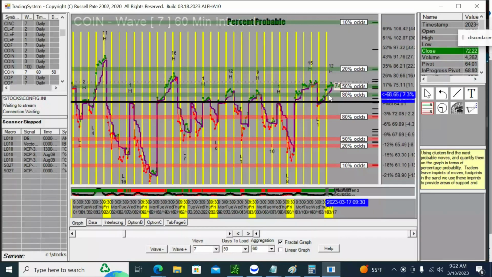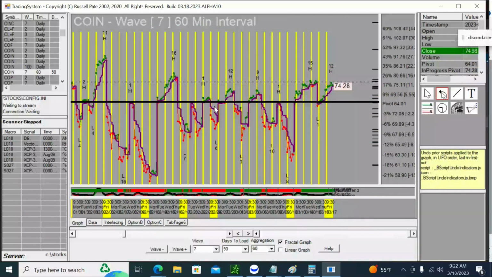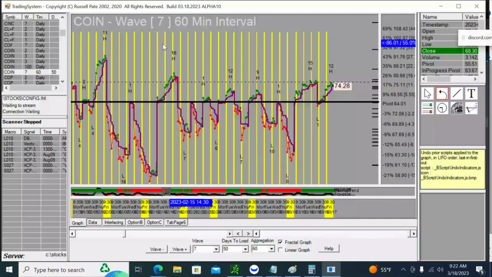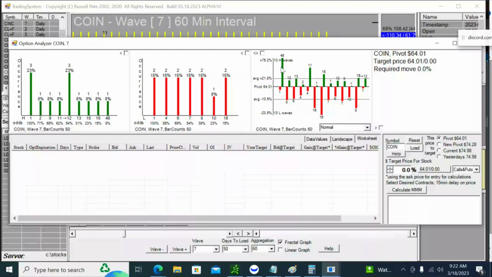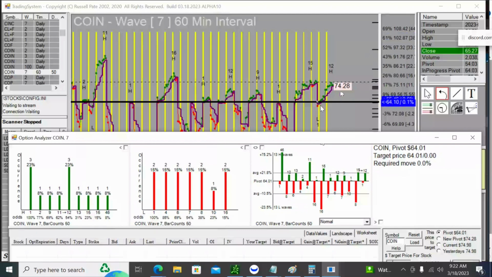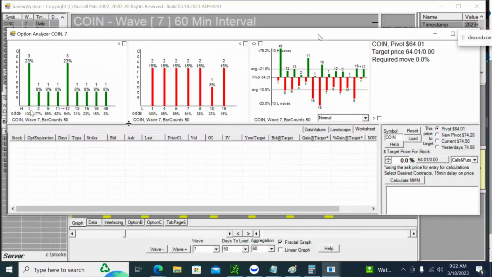So anyways, this indicator will figure these odds out. Since we're running a wave 7 60-minute, if we right click and go to option analyzer, this is our wave patterns. This is how it's moving up and down in relationship to this pivot. So it's showing our chances of continuation down here, both short and long. It's saying in coin, there's only a 31% chance of continuation to get assigned an H13.